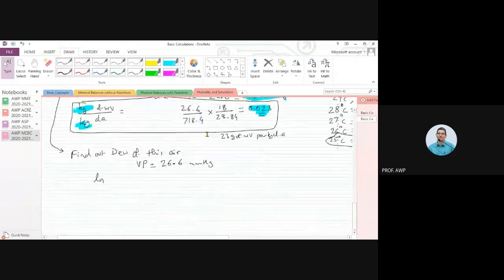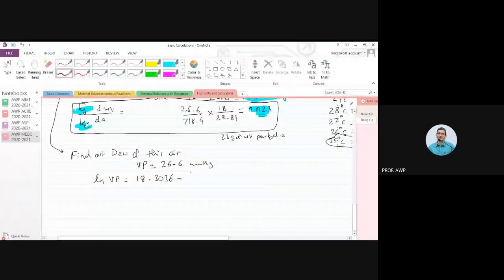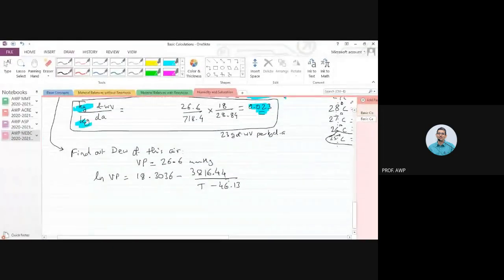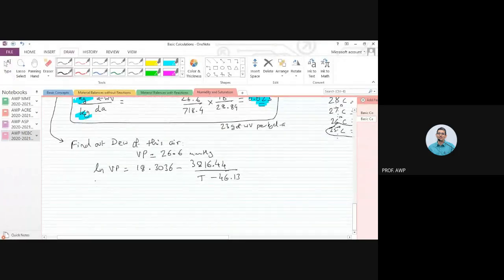So now the vapor pressure will become 26.6. I'm just writing ln Vp for the first time. Vapor pressure is in mmHg, temperature is in Kelvin. So for the dew point, vapor pressure has to become equal to partial pressure, or partial pressure will automatically become vapor pressure, because we are cooling and vapor pressure is reducing. And when these become equal, at that point the first drop of liquid water will condense out.